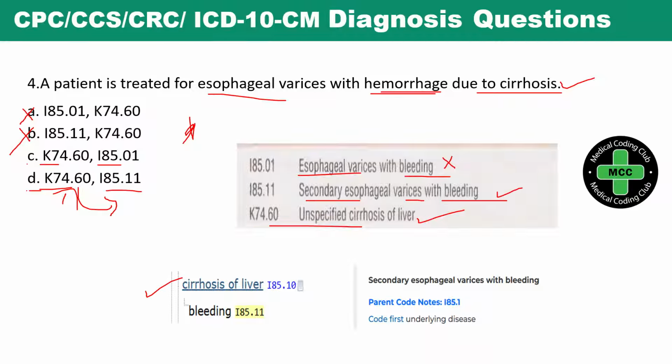I have attached the code navigation also. You can check, and under I85.11 you can see "code first underlying disease." Code first underlying disease means they are asking you to code another underlying condition in the primary place. That underlying condition is cirrhosis. That's why we are coding K74.60 in the first place. So option D is correct for this particular scenario. So let's move to another question.